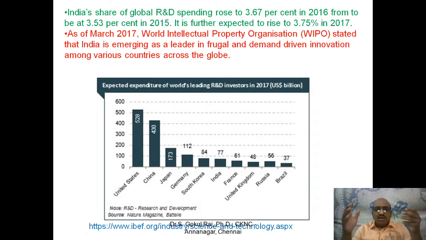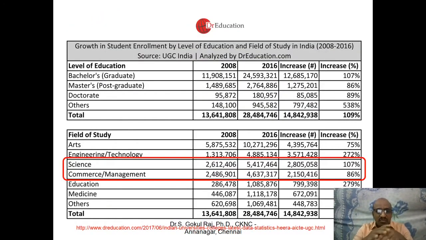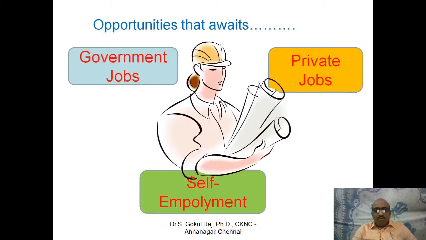This research and development is not going to end up only as a result. It should end up in a product where the end user is our common people. Now I have given a comparison for the past 10 years in the field of study. Bachelor education at the graduate level has increased by 100%, and engineering and technology, in the second tabular column, has risen to 272%. In 2008 it was around 13 lakhs, and it was 48 lakh in 2016. In science and commerce and management, there is an increase of 100% and almost 85% in terms of the education sector. So the potential people have large opportunities.